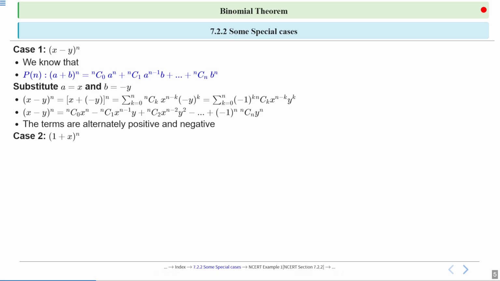Now let's move on to case 2, where we consider the expansion 1 plus x whole to the power n.